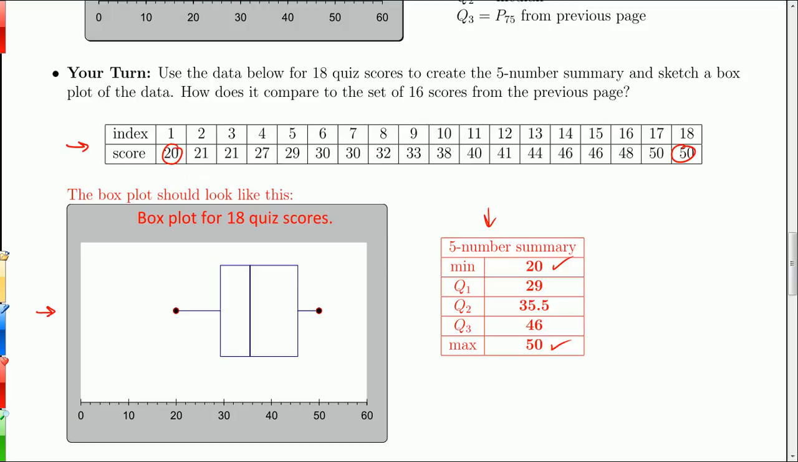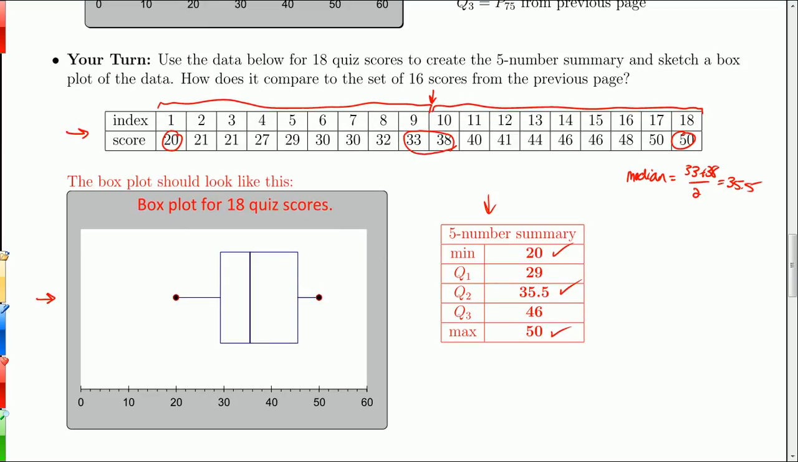Now let's do the median. There's 18 scores, so again we have an even number. So that means we have the first 9 and then the second 9. So our median, there is no number right in the middle, so our median is the average of 33 and 38. And so when you take 33 and 38 and average them, you get 35.5. That's the median. Right.